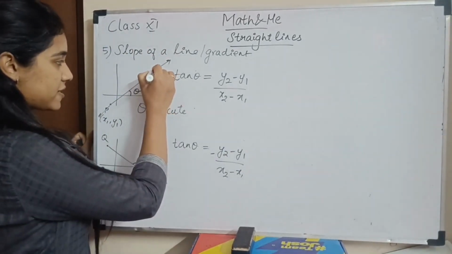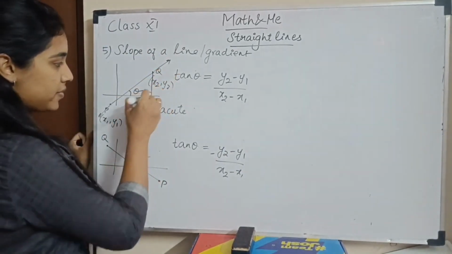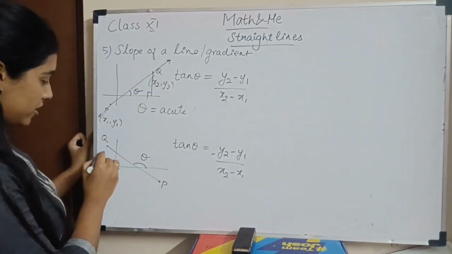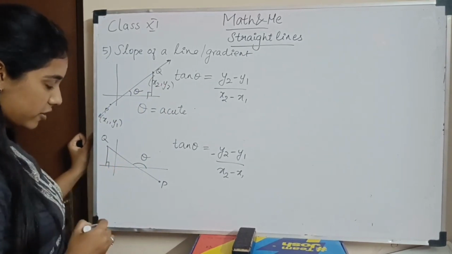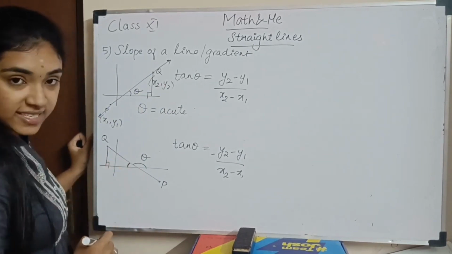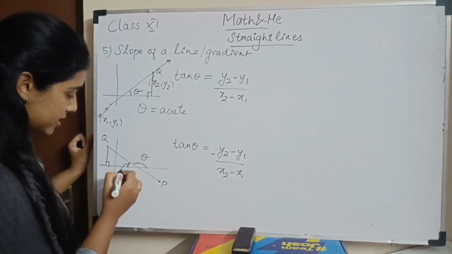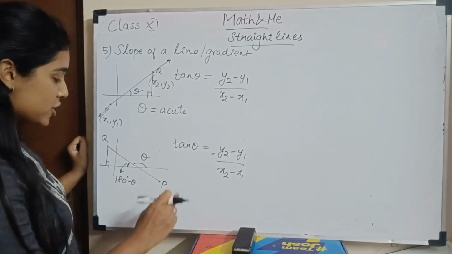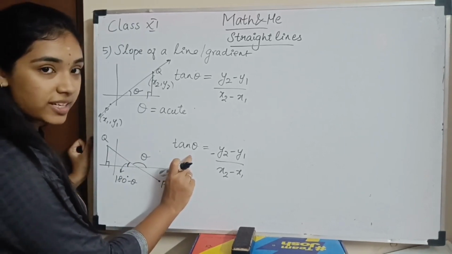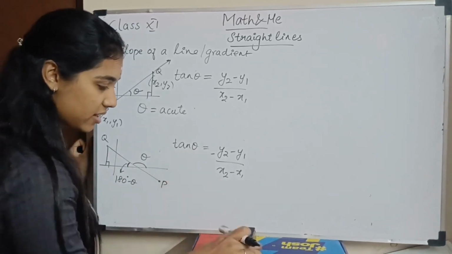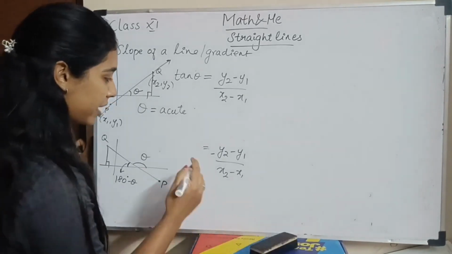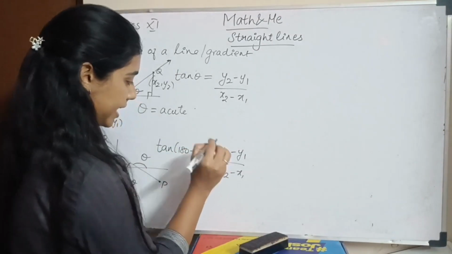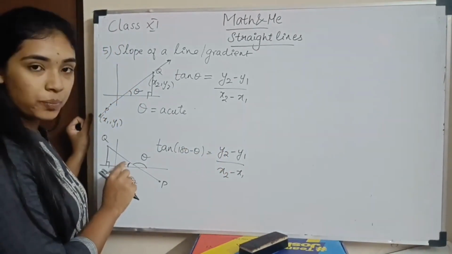Here, if this becomes the right angled triangle, you have tan theta, which has the coordinates of P and Q. But here, the right angle is over here. So you need to know what this angle is. If this angle is theta, what is this angle? It is 180 degrees minus theta. So basically, here your tan theta is not just tan theta, but it is tan of 180 minus theta, which is the slope in this case.